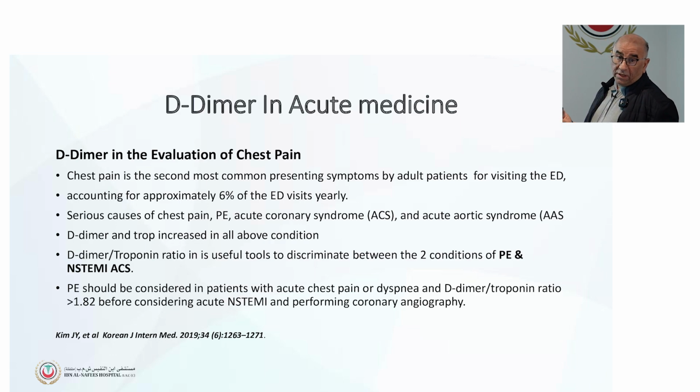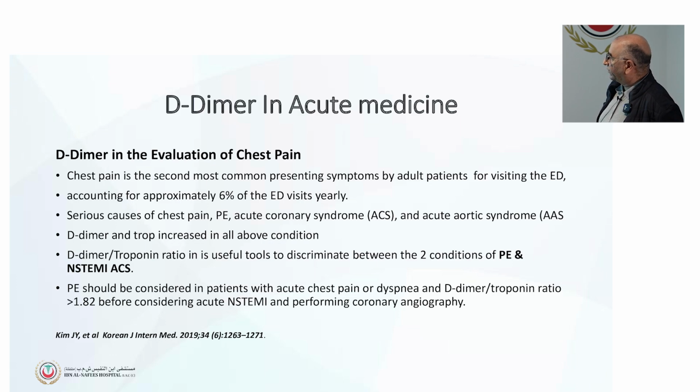So another utility of D-dimer is in chest pain. PE can present with chest pain, and MI also can present with chest pain, and D-dimer and troponin increase in both conditions, aortic dissection also. So the D-dimer to troponin ratio is a useful tool to discriminate between the two conditions of PE and non-STEMI acute MI.